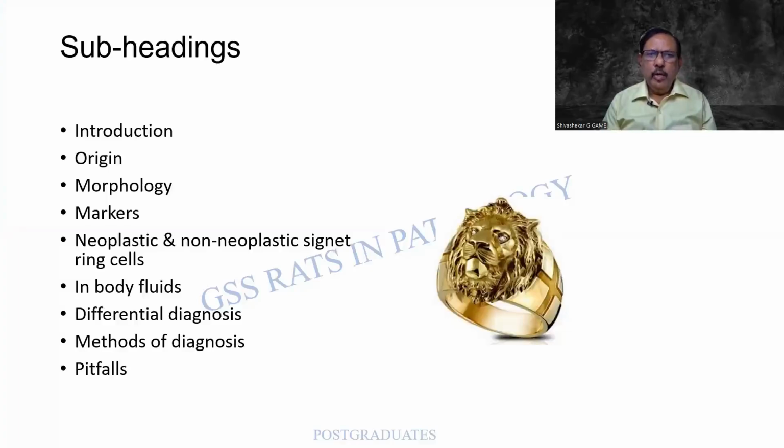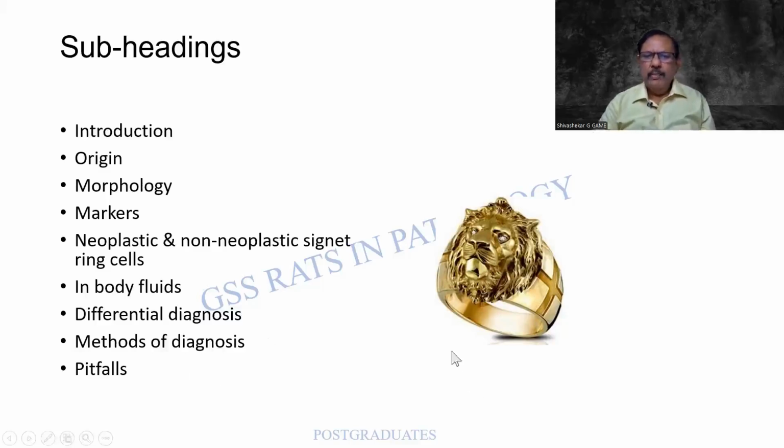Whenever we get a topic like this, it is mandatory that we know these subheadings. Thinking of the subheadings will take you to the answer. Seemingly we might know it, but when it comes to answering, it is difficult. What is the introduction? The origin of this word, morphology, the markers, neoplastic and non-neoplastic signet ring cells. Can they be found in the body fluids? What is the differential diagnosis? Other methods of diagnosis and the pitfalls.